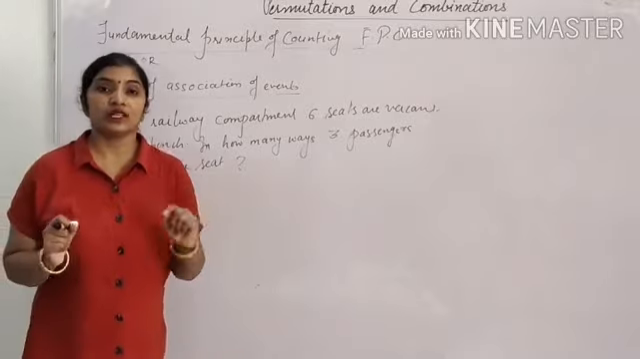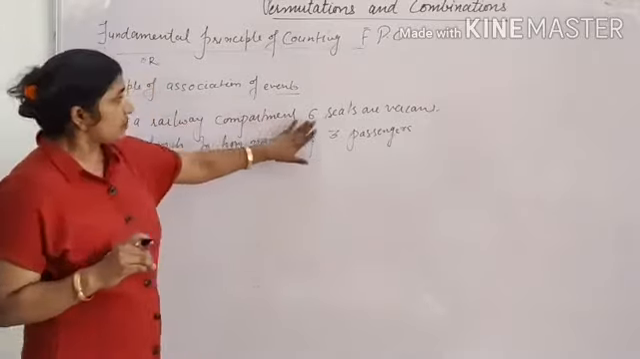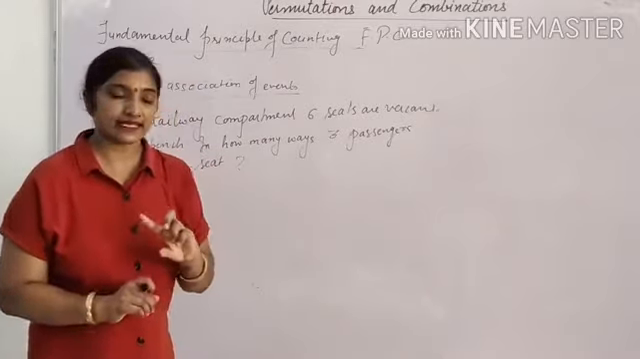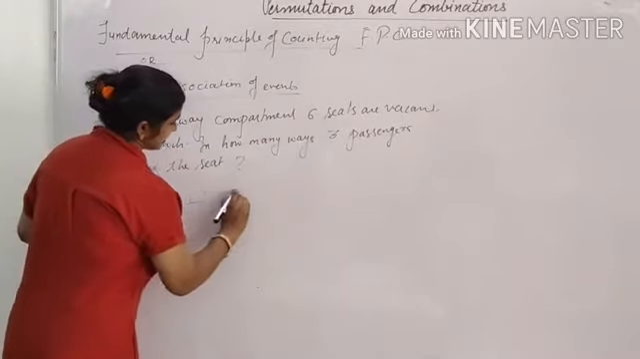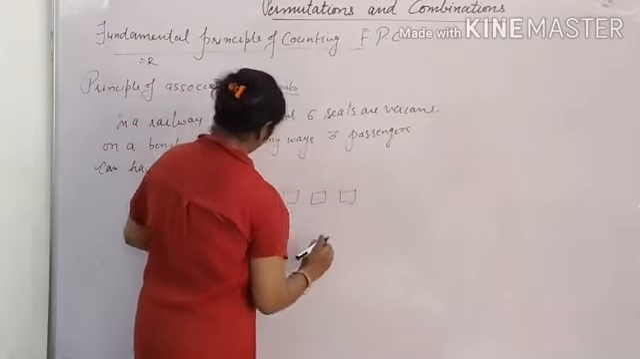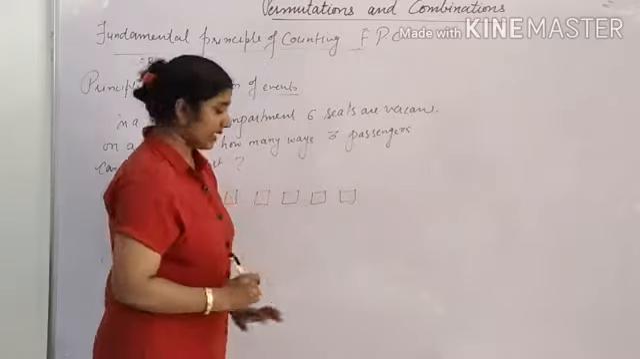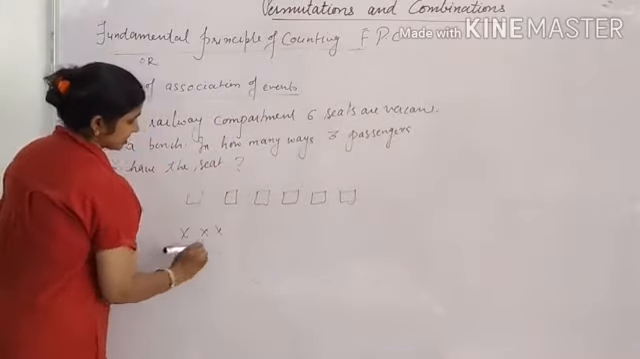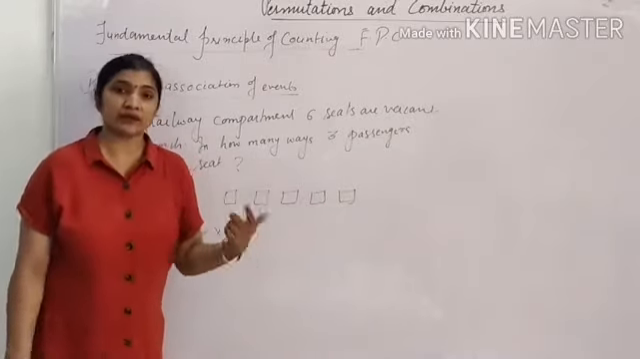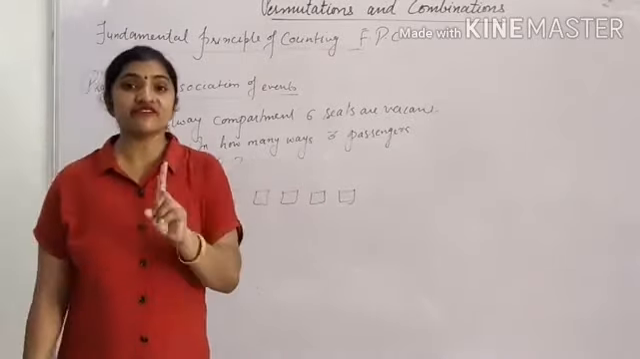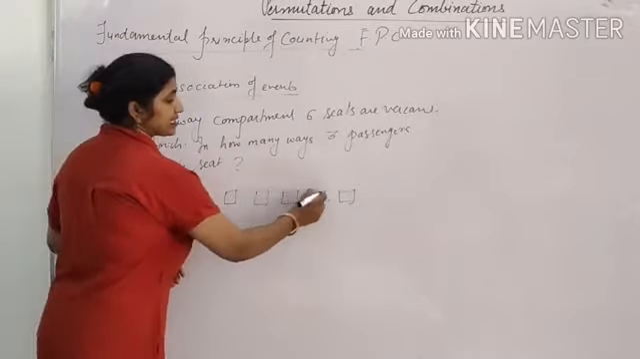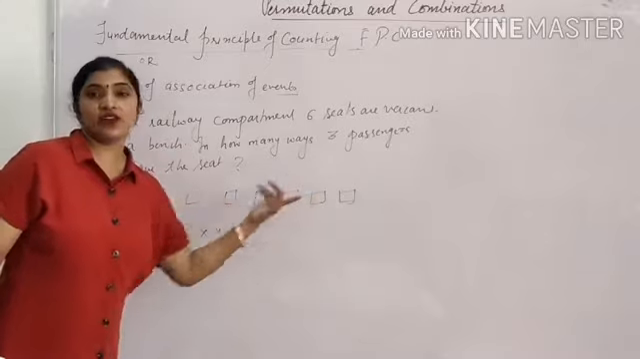Now see what we have. There are 6 seats and there are 3 passengers. Suppose these are the 6 seats, and these 3 are the passengers. The passengers will be seated on these 6 seats one by one. So how many choices can the first passenger have? The first passenger has 6 choices. He can sit at any of the 6 seats.